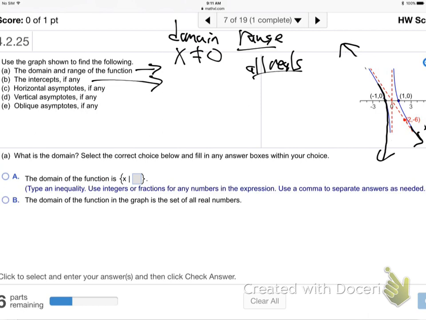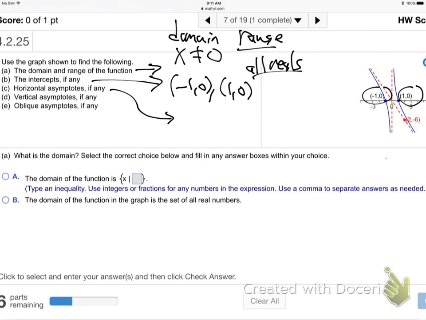Intercepts, where does this graph hit the axes? They're just telling you right there, 1, 0, and -1, 0. They're just giving those to us. -1, 0, comma, 1, 0. Those are the 2 points where our graph hits the grid lines. Let's keep moving. Horizontal. What are the horizontal asymptotes? None. There's no flat asymptotes, are there?